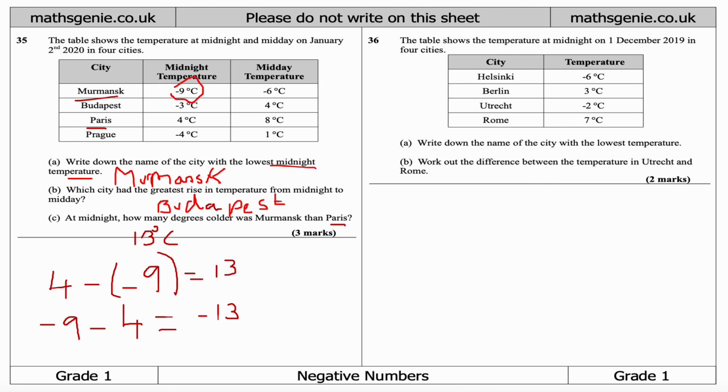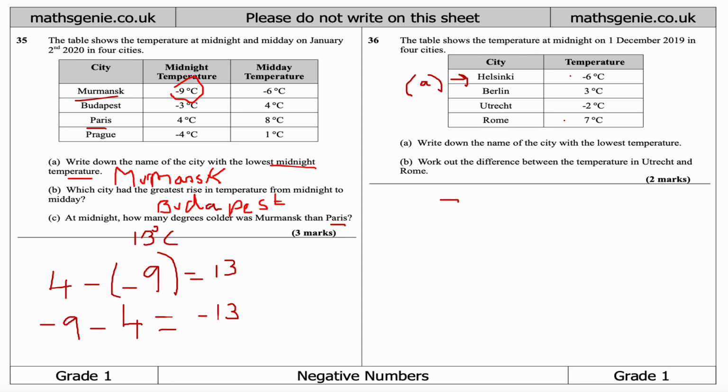Question 36. The table shows the temperature at midnight on the 1st of December 2019 in these 4 cities. Part A. Write down the name of the city with the lowest temperature. Well, it's this first one here. So that's the answer to part A.